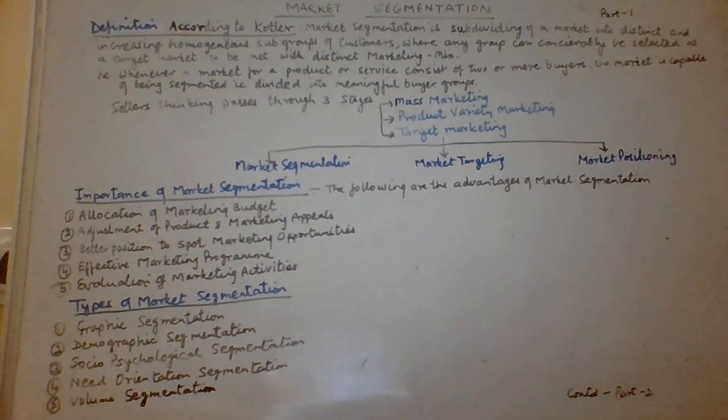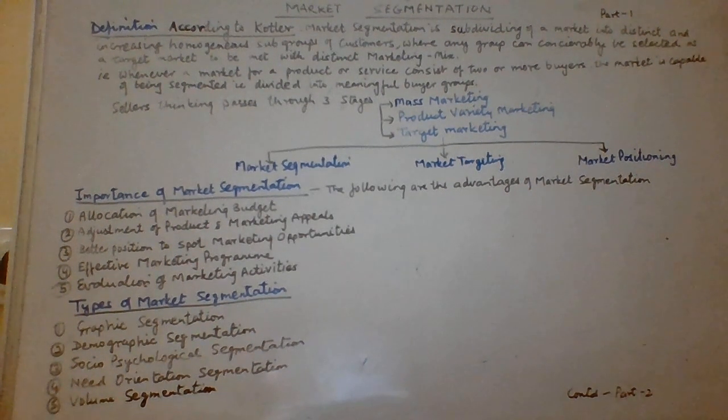Next is need orientation segmentation. This type of segmentation is done on the basis of the needs of a group. For example, for a particular product, one person is buying because they are looking for comfort and convenience, while others buy it merely for appreciation, for pride, for possession. So there are various aspects: people buying the same product have different requirements or needs to fulfill. These are mostly related to psychological aspects as well.